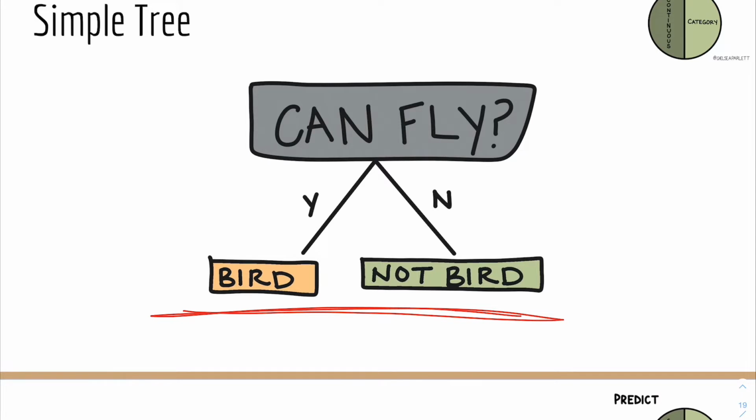Now, this is not perfect, right? We all know that there are some birds that can't fly, like an emu, I believe, and a penguin. But also there are things that can fly that are not birds, for instance, a bumblebee. So it's not perfect, but this does an okay job at helping us classify whether things in our data set are birds or not birds.